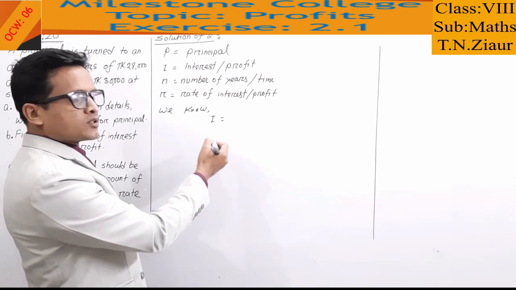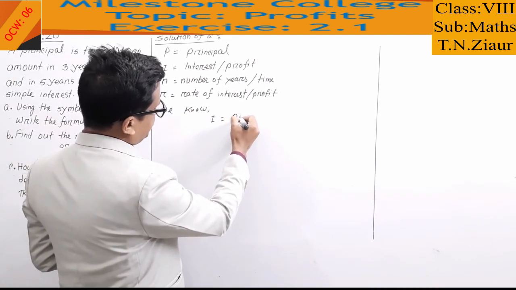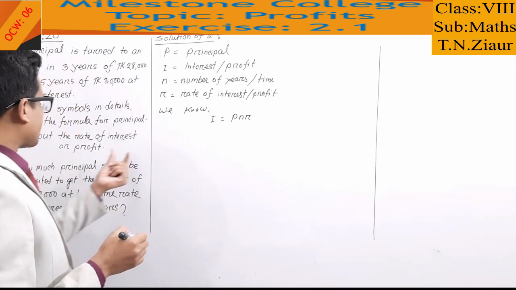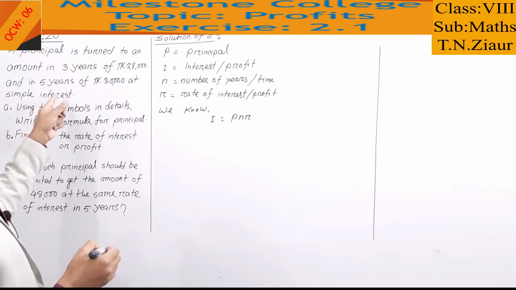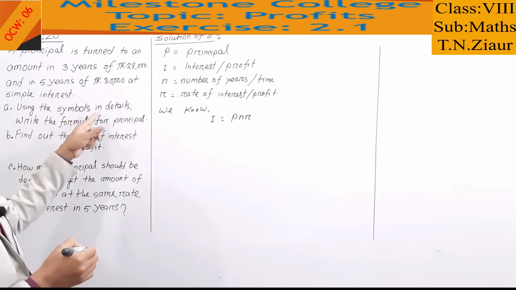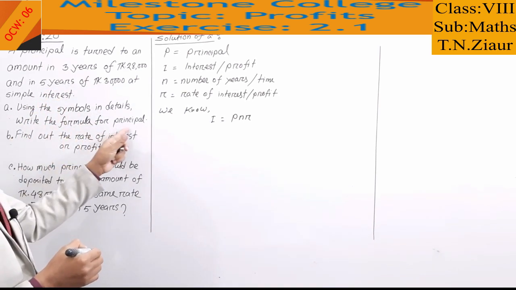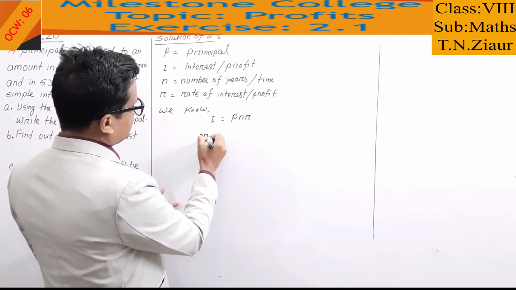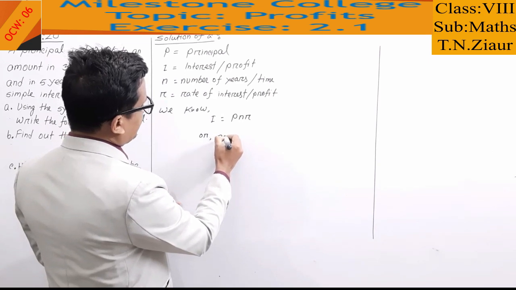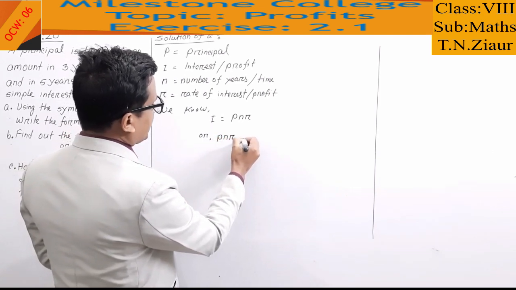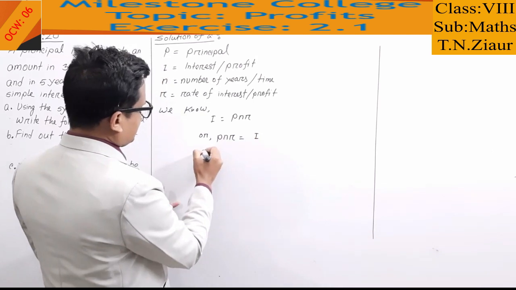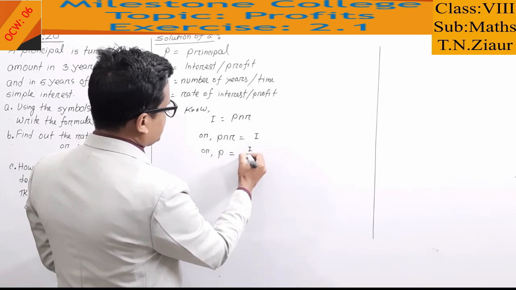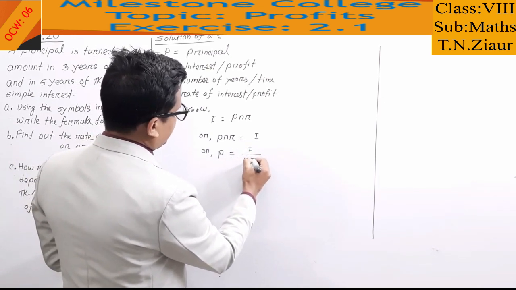So we know I is equal to P and R. Now we have to write, using the symbols in detail, the formula for principal. So we'll find the formula for principal: P and R is equal to I, or P is equal to I by N R.